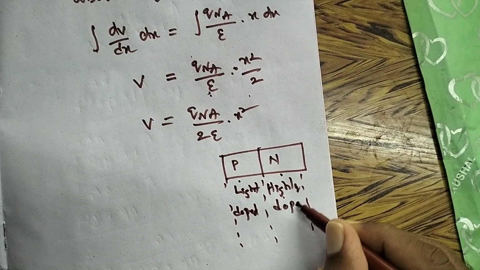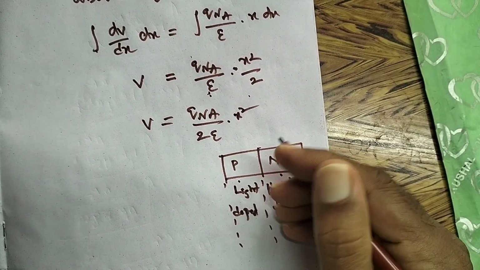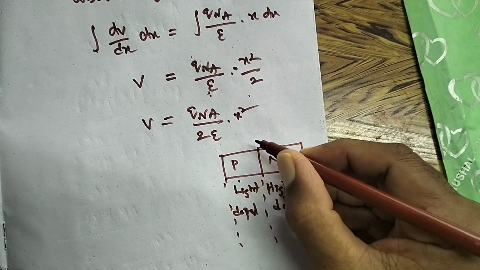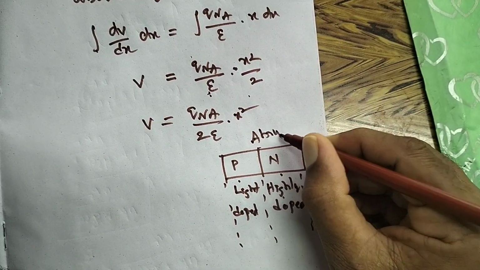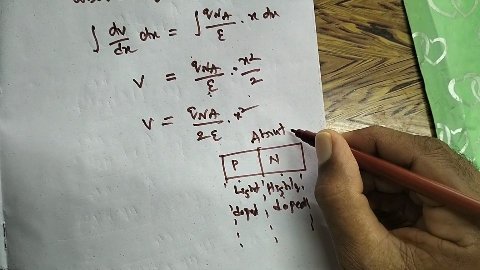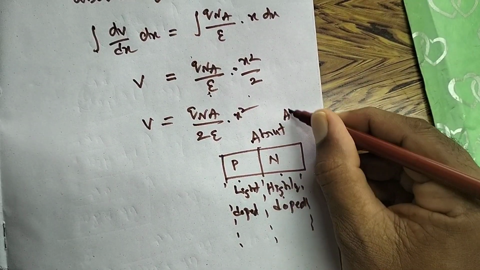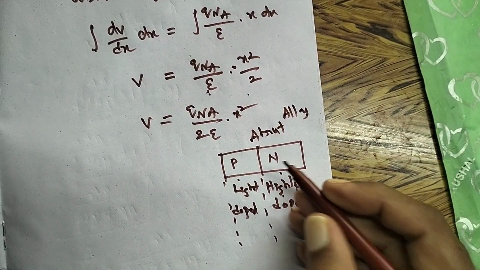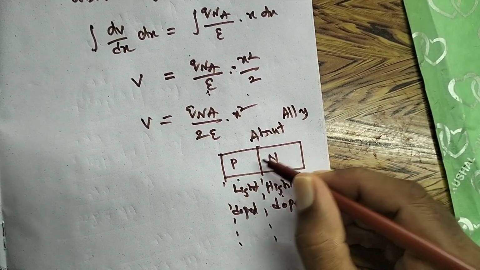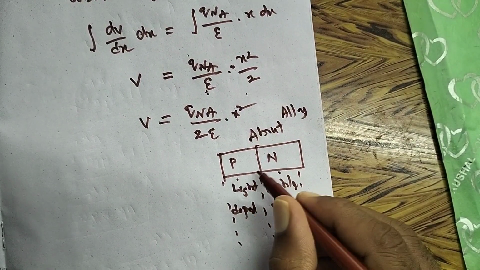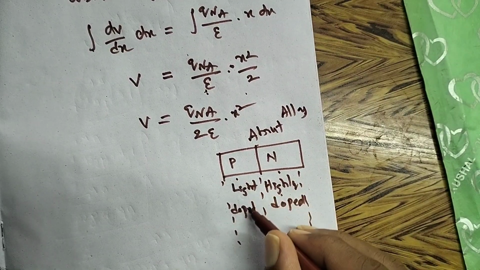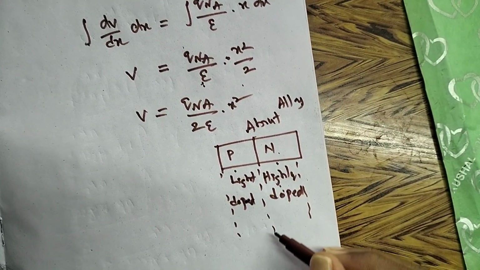Highly doped, because we considered some examples like abrupt junction or alloy junction. In this case, both materials are not equal. So the p type is lightly doped and the n type is heavily doped.